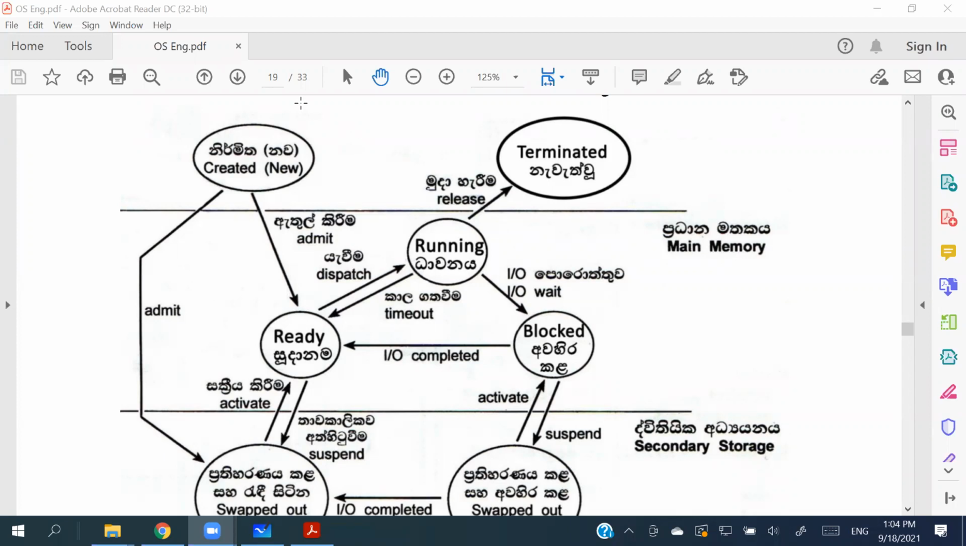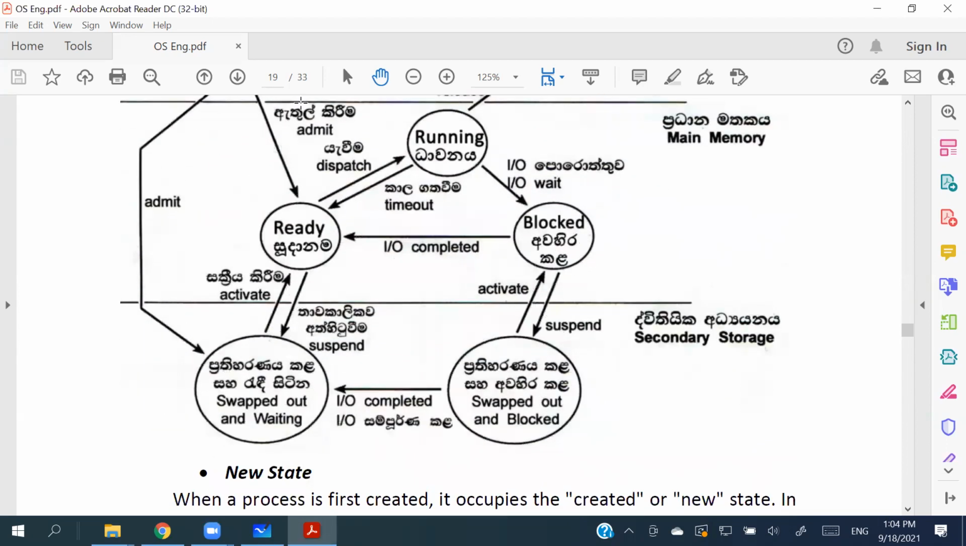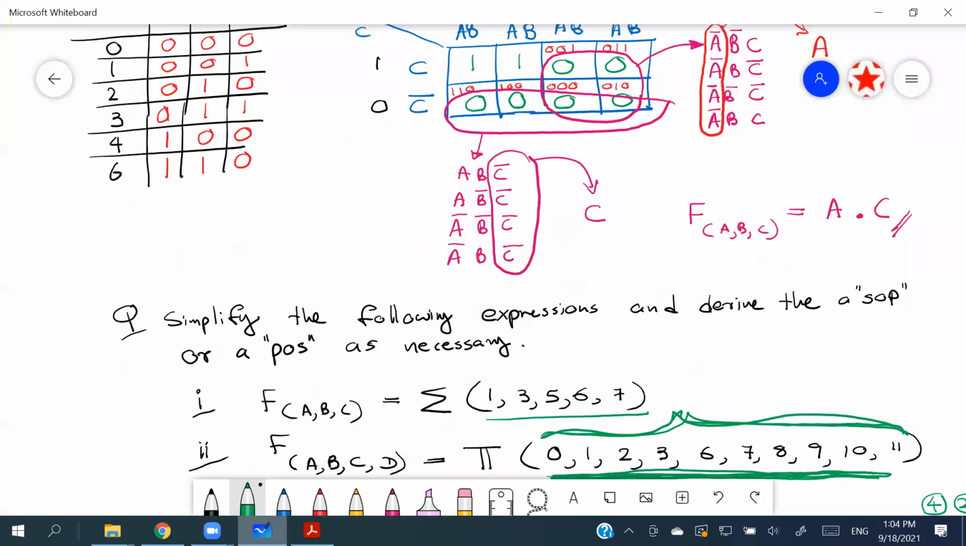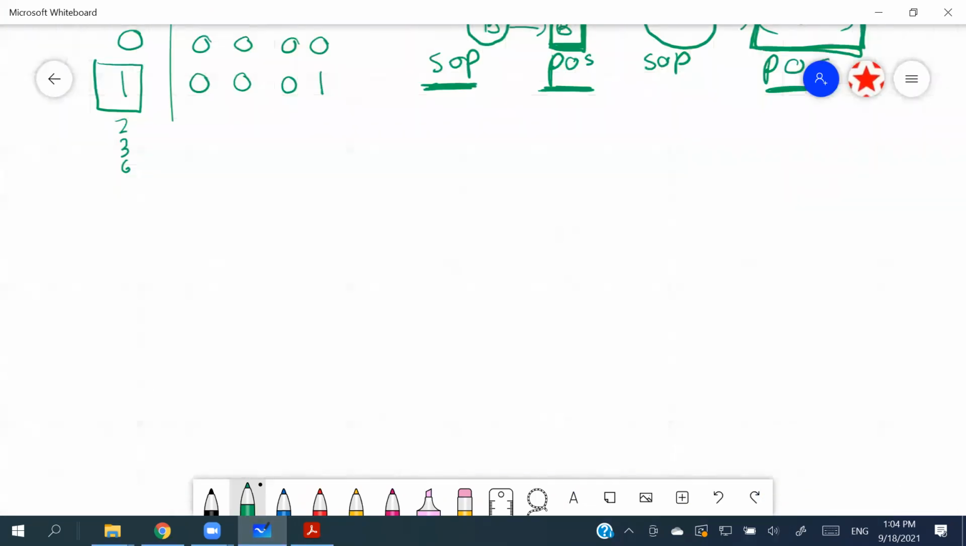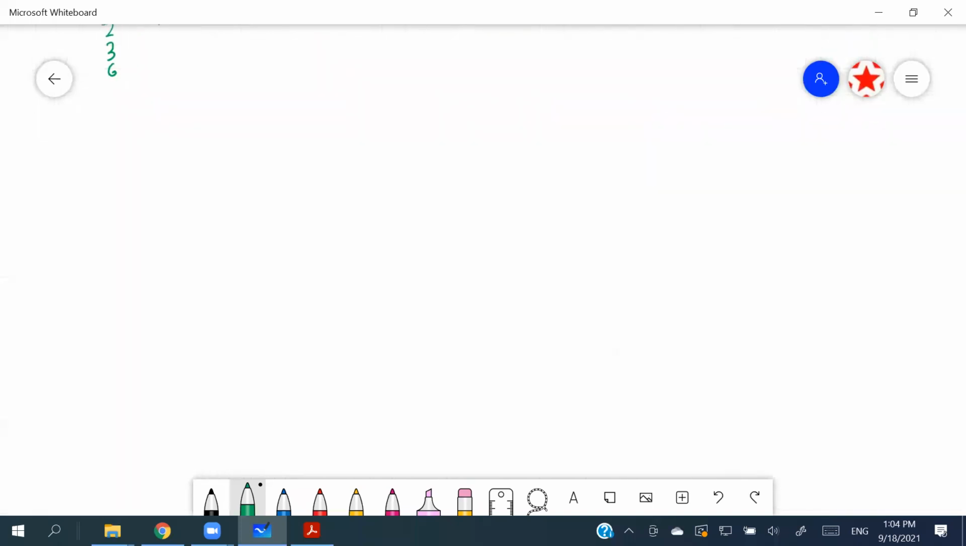We talked about the states last week. A process can have a new state, a ready or waiting state, then a running state, and a blocked state due to an I/O wait. A process can have a terminated state once it is done, and two additional states called swapped out and blocked, and swapped out and waiting. Now, how are we going to remember this? This is the way we are going to remember it.